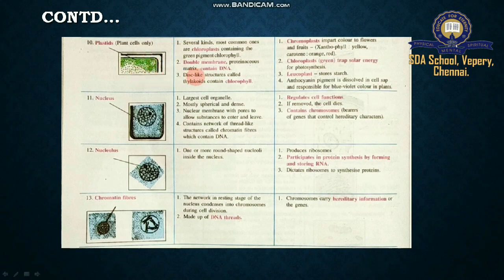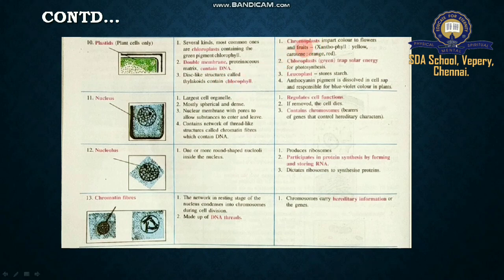Chloroplasts are double membrane bound organelles, with an outer membrane and an inner membrane. Then the proteinaceous matrix is present inside, containing DNA. Disc-like structures called thylakoids contain chlorophyll. Each chloroplast has piles of coin-like structures called a granum. A granum consists of thylakoids. So the thylakoid is the actual organ of photosynthesis.